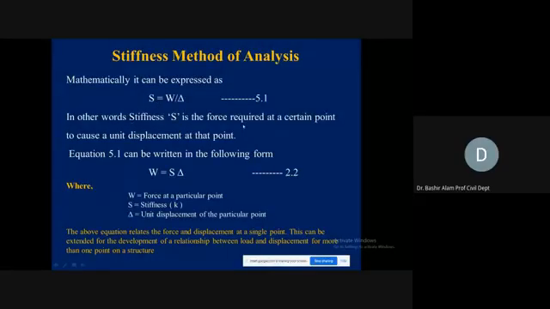In other words, stiffness is the force required at a certain point to cause a unit displacement at that point. So, force is required to produce a unit displacement. Equation 5.1 can be written in the following form. If we reorganize, W is equal to S delta, where W is the force at a particular point, S is the stiffness, and in some books you will find this stiffness notation represented by K instead of S, and delta is the unit displacement of the particular point.